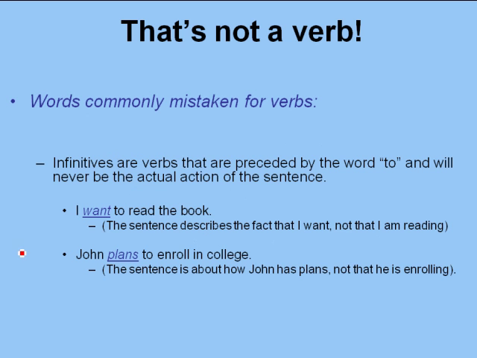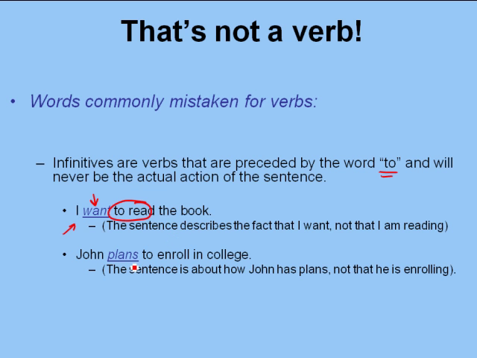As you are looking for verbs in sentences, it's important to keep in mind that there are a few things that are not verbs. The most important one is infinitives, and that's any verb that has to in front of it. So it's got the word to before it. In this first example, I want to read the book. To read looks like the action of the sentence in some ways. It looks like what is happening in the sentence. But if we read this sentence carefully, I'm not actually reading this book. I'm just wanting to read it. So my action is want. To read is what I want to do.